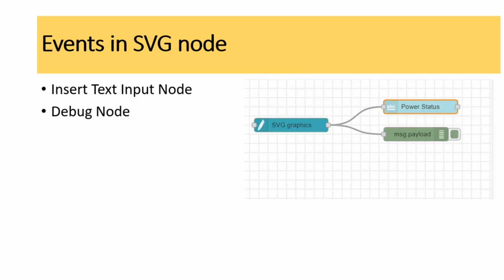So now we are going to see how to trigger events in the SVG node. For this, I'm going to insert a text input node, that is a part of your dashboard node, and I'm going to insert a debug node, which is going to produce the output in the debug monitor.